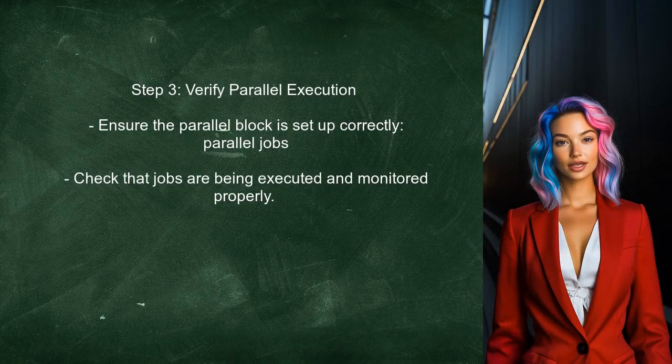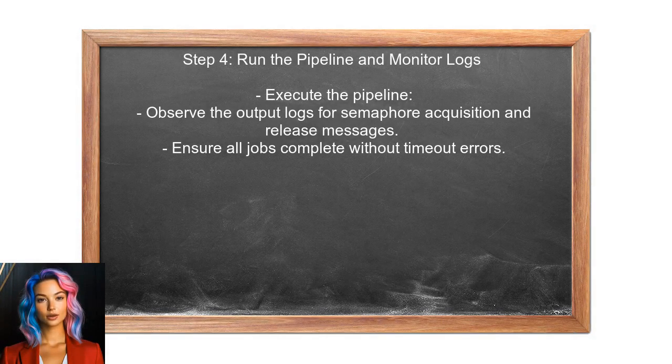After that, the user should check the parallel execution block to ensure that it correctly handles the jobs. This includes verifying that the jobs are being executed as expected. Finally, the user should run the pipeline again and monitor the output logs closely. This will help identify if the semaphore is functioning as intended and if jobs are completing successfully.